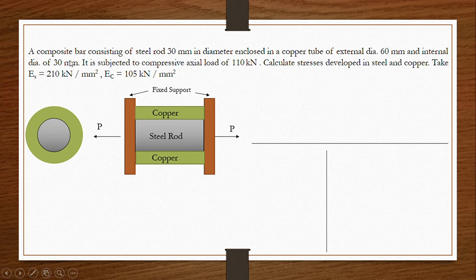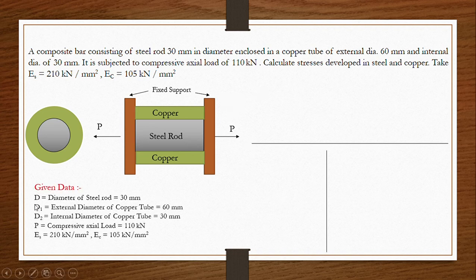As given here, a composite bar consisting of a steel rod of 30 mm in diameter enclosed in a copper tube of external diameter 60 mm and internal diameter of 30 mm. It is subjected to a compressive axial load of 110 kN. Calculate the stress developed in steel and the stress in copper. Assume the value of ES is 210 kN per mm square and EC, that is modulus of elasticity for copper, is 105 kN per mm square.